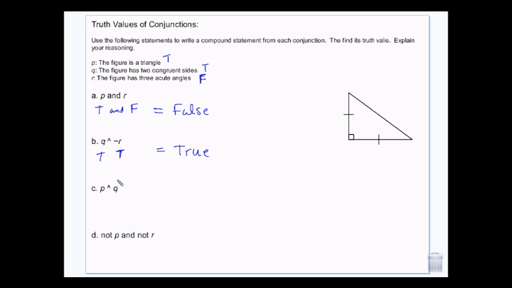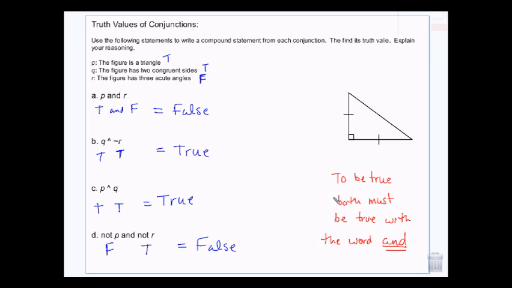Okay. If I have P and Q, I have true and true, so the whole thing is true. Not P would be false, because P was true, so the opposite is false. And not R is true, so I have false and true. That makes the whole thing false. So if you have the word and, they both have to be true in order for the compound sentence to be true.